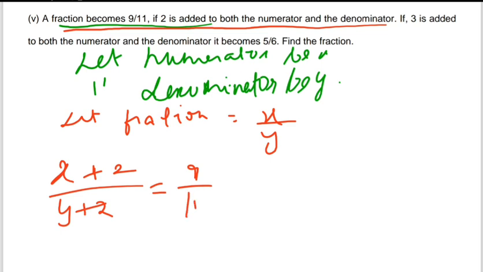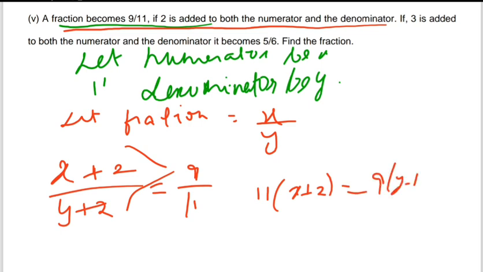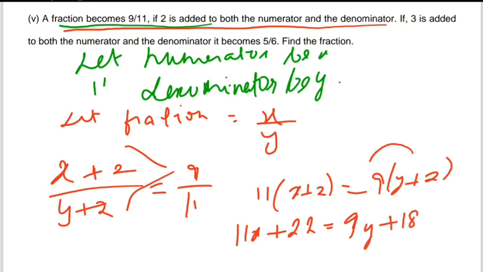We are just cross multiplying it. So the numerator to this and the denominator to this. So 11 into x plus 2 is equal to 9 into y plus 2. So 11 into x is 11x, plus 11 into 2, 22, is equal to 9y plus 18. So we are just multiplying inside the bracket. Taking variables to one side and numbers to the other side, 11x minus 9y is equal to 18 minus 22, which is minus 4.